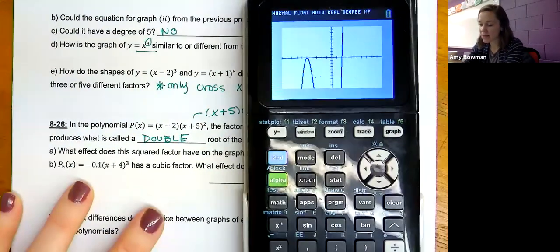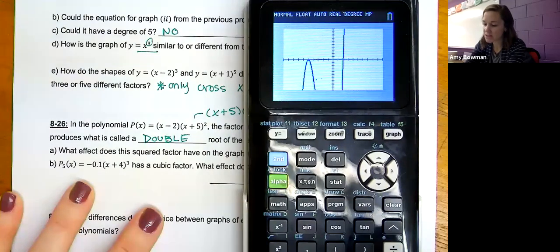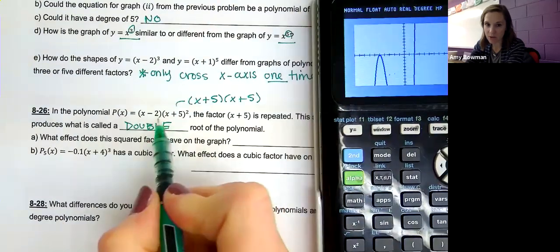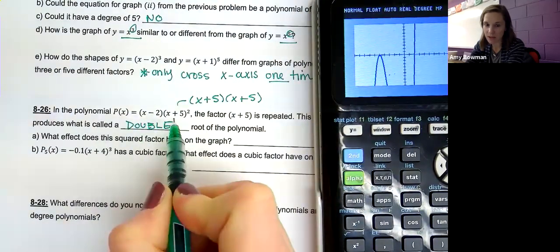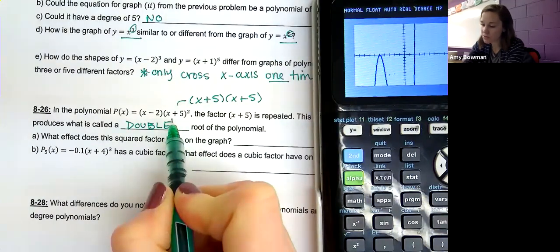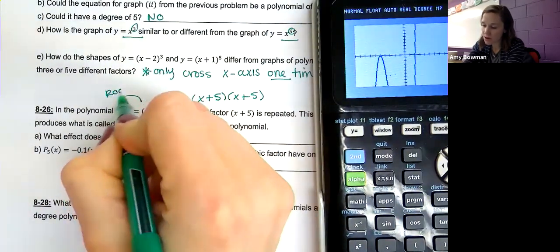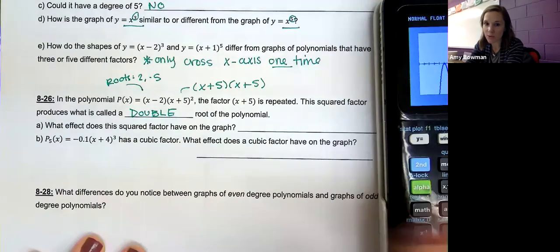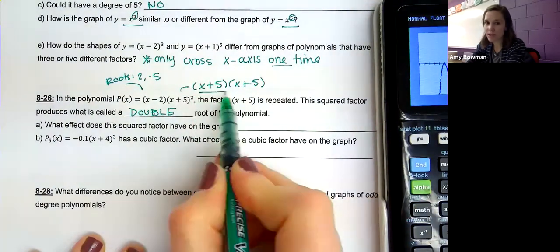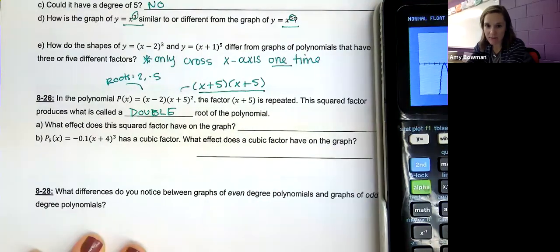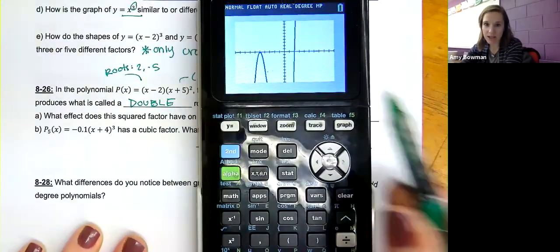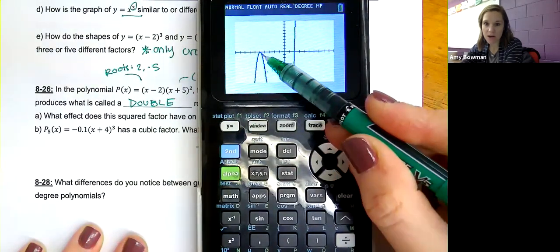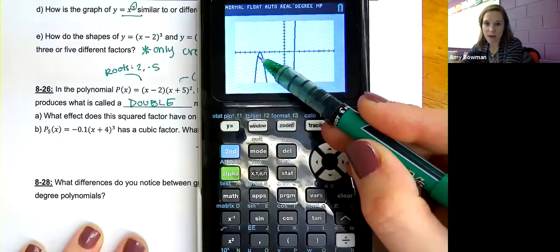So what's happening at the double root? Like we learned in class, the roots of this are 2, because 2 would make this equal 0, since I would have 0 times something, and negative 5. The roots are 2 and negative 5. The question is, what is happening at the double root where x equals negative 5? I'm looking at negative 5 and I see it is touching the x-axis, which I should expect since I know negative 5 makes the y value 0, but it's touching it and then sort of bouncing off of it.